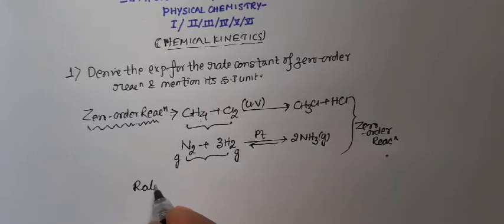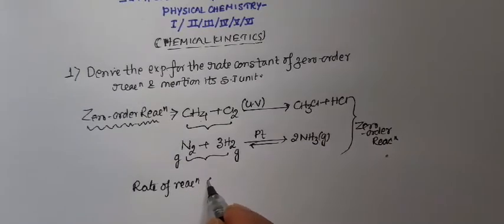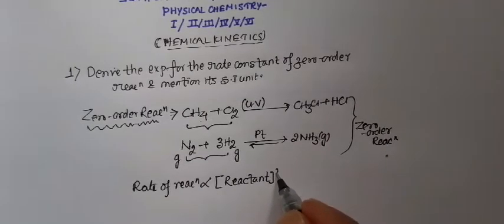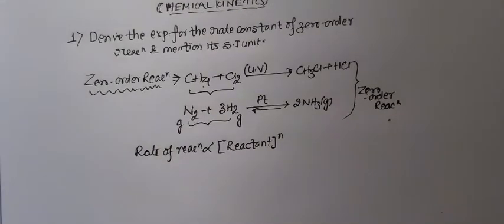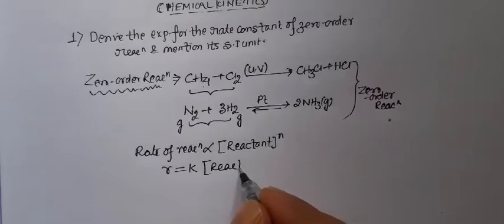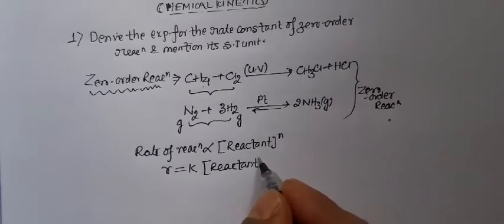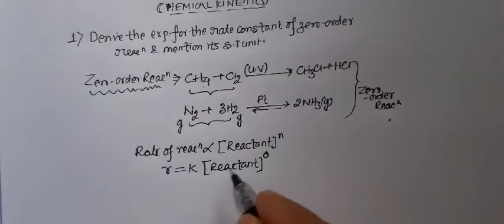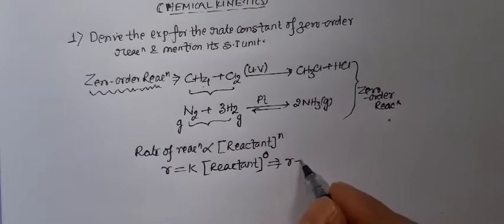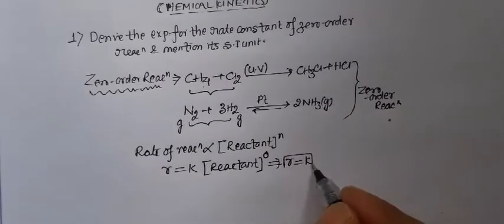For a reaction we have rate of reaction directly proportional to the concentration of the reactant to the power n. N represents the order of the reaction. So the proportionality is replaced by a constant: R equals K times reactant to the power n. N is the order of reaction and for zero order it is 0. Reactant to the power 0 becomes 1. So R is equal to K.